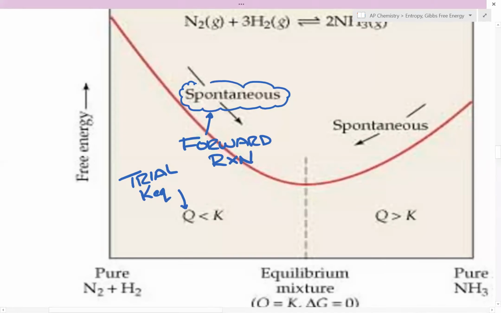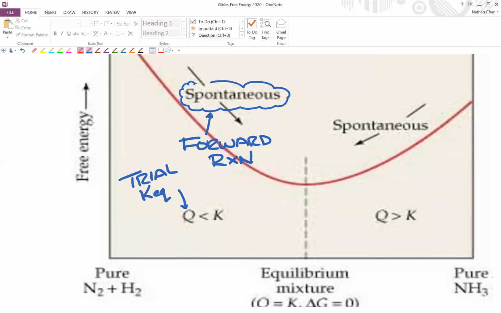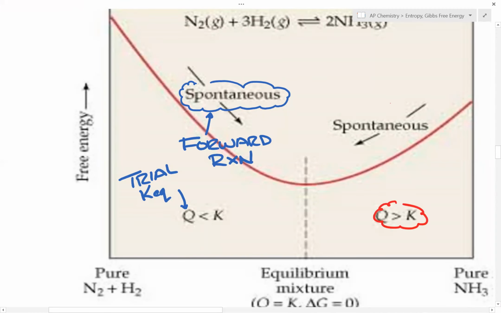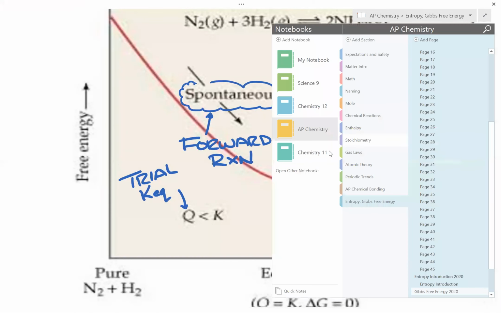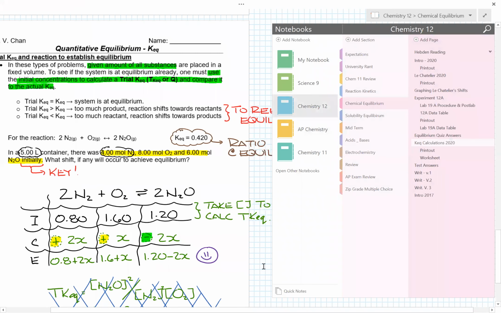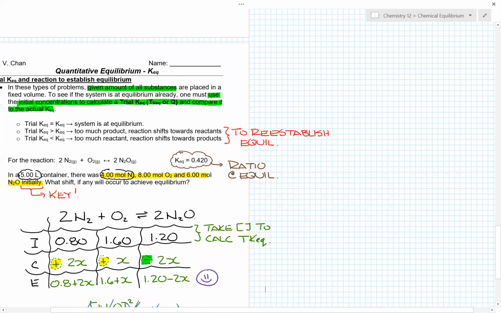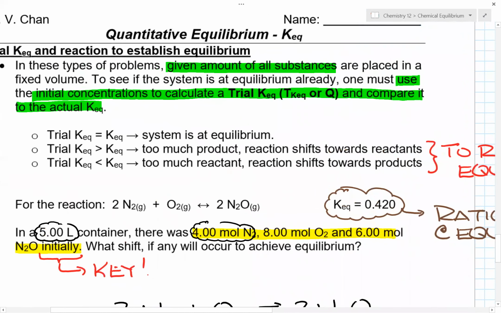If trial KQ is larger than K, remember, it was the reverse reaction, is spontaneous. And what you want to do is you want to reach a state of equilibrium. Makes sense. Going back to this, when we did chemistry 11, okay? If you had too much product, reaction shifts towards the reactants or forward reaction. If you had too much reactant, reaction shifts towards the products, and so on.